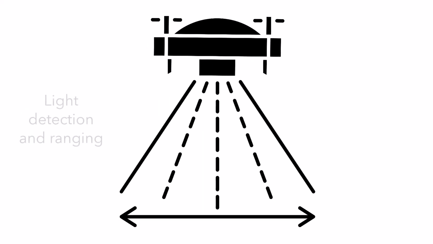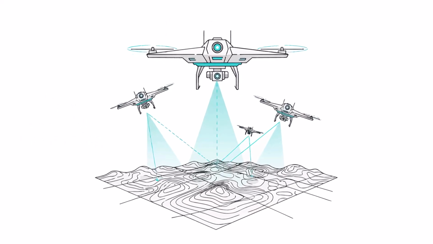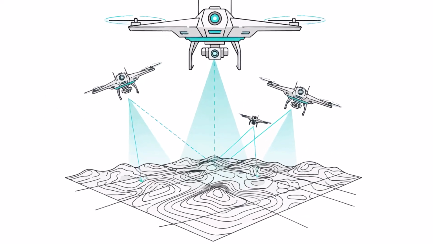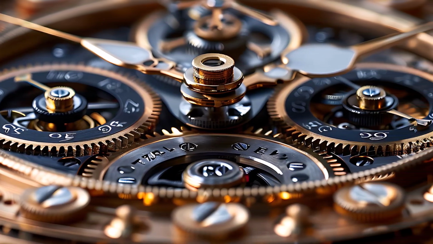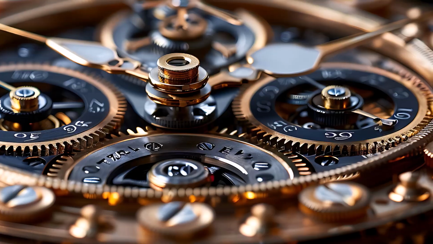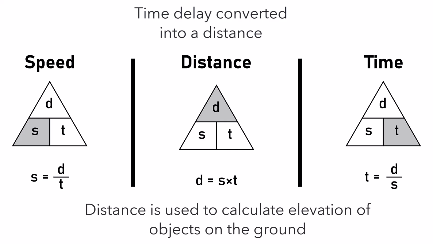LiDAR, which is an acronym for Light Detection and Ranging, uses billions of laser pulses, typically fired from an aircraft, satellite, or drone, to the ground. The time it takes for the laser pulse to bounce back to the sensor can be measured by a very precise clock. Since the speed of light is a constant, 3 × 10⁸ meters per second, and the laser is firing light waves, it is possible to convert the time delay for the beam to return into a distance, and this distance can then be used to precisely calculate the elevation of the object on the ground.